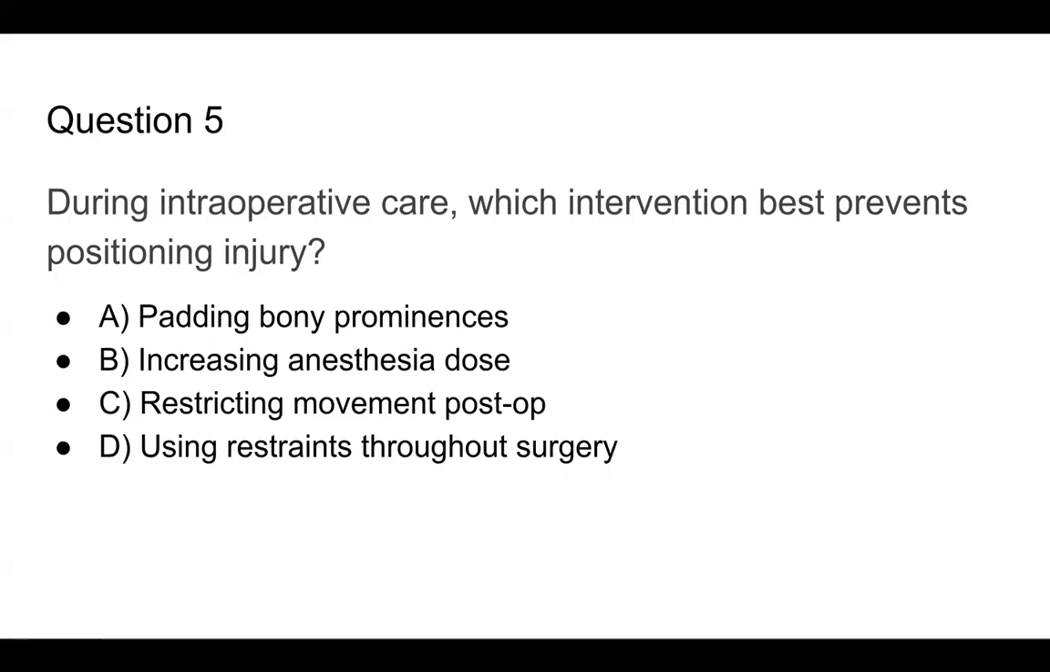All right, the correct answer to this one is going to be A, padding the bony prominences. And the reason why is because when we think of skin breakdown, we're thinking that a lot of it's going to happen on those bony prominences. We can see them on the shoulders, the elbows, the knees. So by padding them, it's going to prevent any skin injuries as well as nerve injuries during those different positionings.